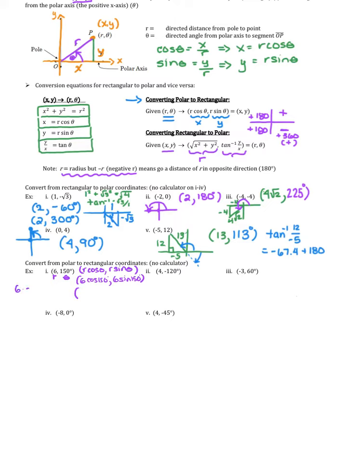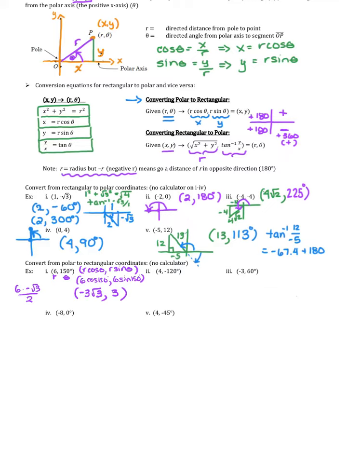So 6 times a negative rad 3 over 2 gives me negative 3 rad 3 for the x-coordinate. The sine of 150 is a positive 1/2, so this is just half of 6, which is going to be 3. So (6, 150) translates to (negative 3 rad 3, 3), which kind of makes sense. That would put you in the second quadrant.